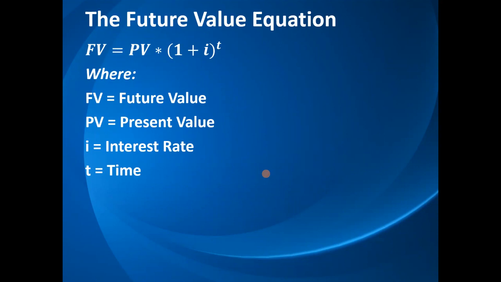The future value of an investment, like a dollar in the bank, is equal to the present value multiplied by 1 plus the interest rate raised to the power of time. In this lesson, we'll learn to use this formula to create a dynamic chart. I am going to switch to Excel and we'll begin with a blank workbook.